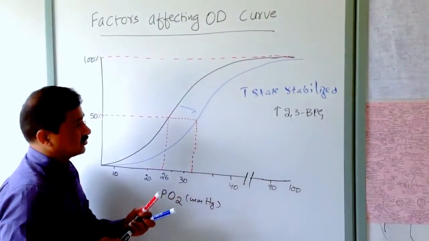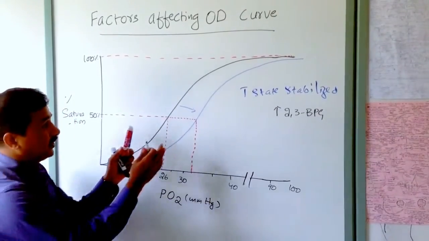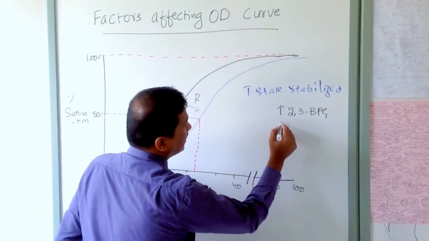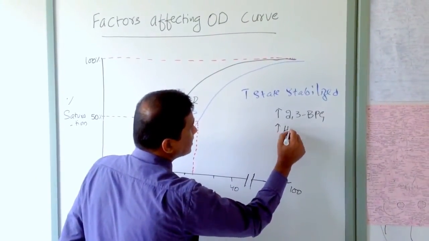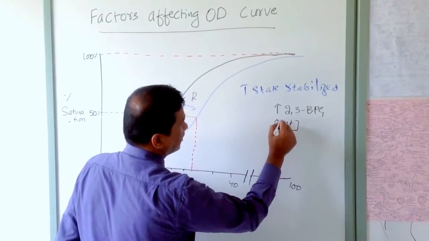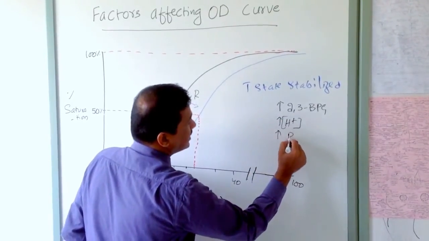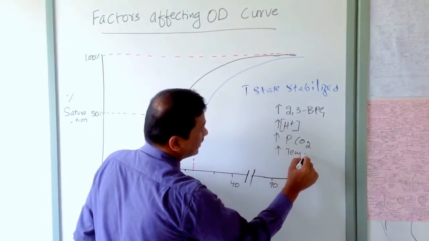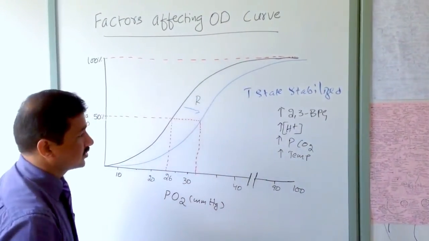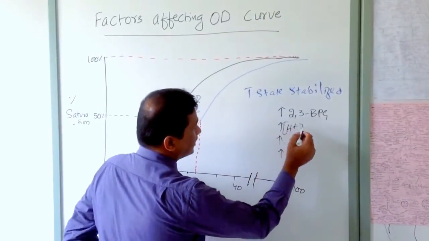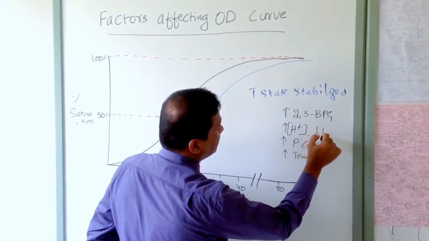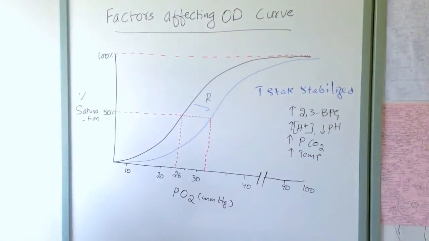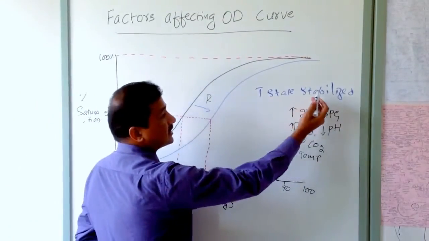Some other factors which will help in the unloading of oxygen and move the oxygen dissociation curve towards the right side are an increase in H plus ion concentration, an increase in PCO2, carbon dioxide, and an increase in temperature. These shift the oxygen dissociation curve towards the right side. An increase in H plus ion means a decrease in pH. So these are all the factors which will shift the oxygen dissociation curve towards the right side and stabilize the T state.